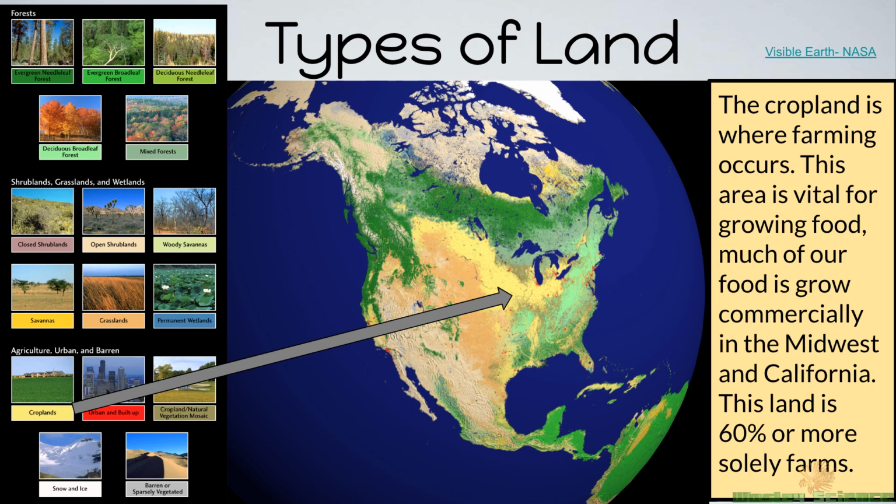Now, yes, we focused on agriculture in the previous video, but I wanted to give you a visual of how much of the US is covered by specific crop land. This is where the farming occurs, and this area is vital for growing our food. It's commercially grown in the Midwest and in California, and this land is 60% or more that is solely farms.